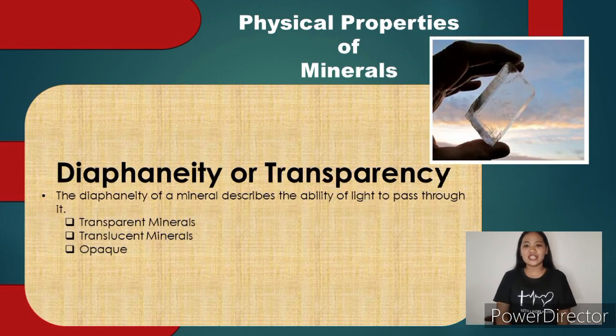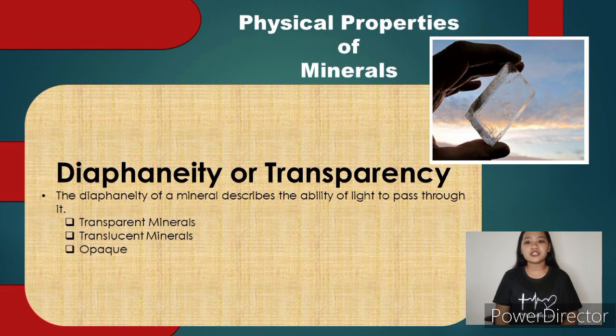Now we have diaphanity or transparency. The diaphanity of a mineral describes the ability of light to pass through it. Ibig sabihin, when you look closer sa mineral, makikita mo yung nasa likod ng mineral o yung tinatawag nating transparent. We have transparent minerals, which do not diminish the intensity of light passing through them. It means you can see right through it, as in clear yung vision na makikita mo.